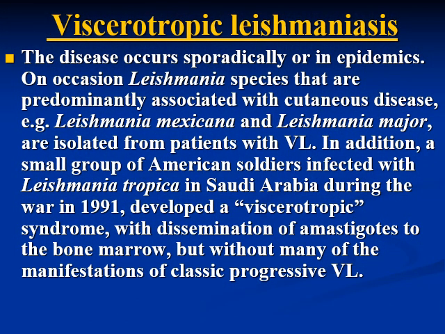The last type of leishmaniasis is viscerotropic leishmaniasis. This disease occurs sporadically or in epidemics. Notice that some species that cause cutaneous leishmaniasis, like Leishmania mexicana, Leishmania major, and some Leishmania tropica, in some American soldiers in Saudi Arabia during the war in 1991 developed visceral leishmaniasis. So we call it viscerotropic syndrome, with dissemination of amastigote growth to the bone marrow but without many of the manifestations of classic progressive visceral leishmaniasis. So these species, which are specific to cutaneous leishmaniasis, can in some people cause visceral leishmaniasis, but with manifestations less severe than the original visceral leishmaniasis.